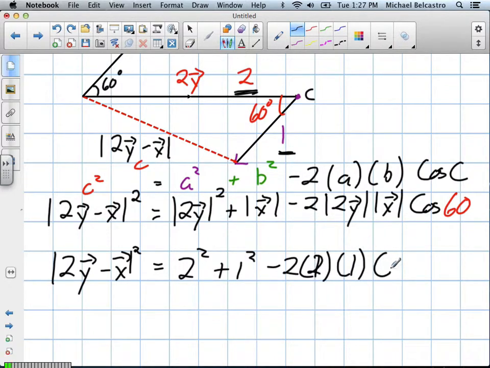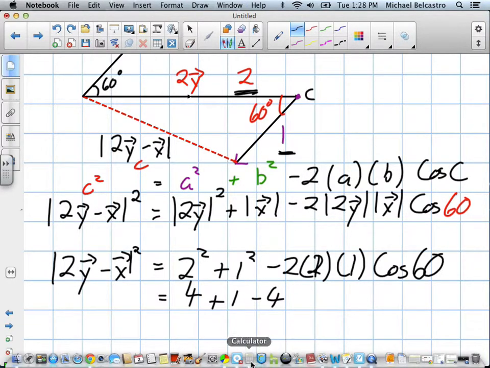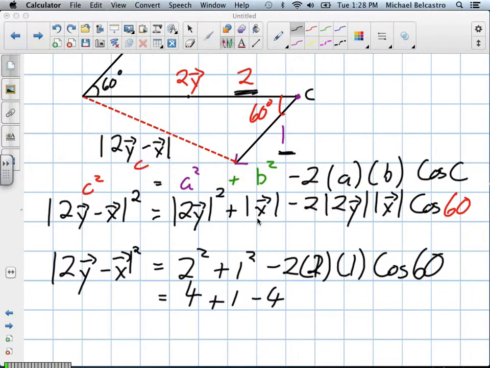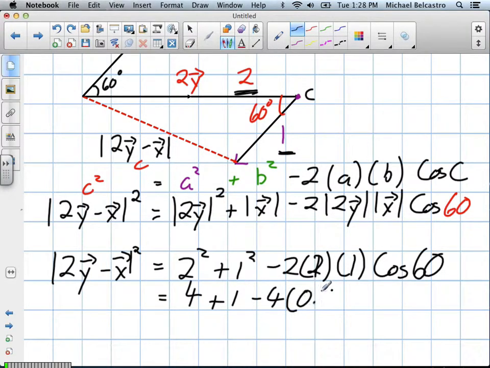1 times cos 60. Anyone know what cos 60 is? I think you're right. Is it 0.5? We'll double check. I'm pretty sure you're right. Smartest guy in the class right there. Times 0.5. All right, keep this going.